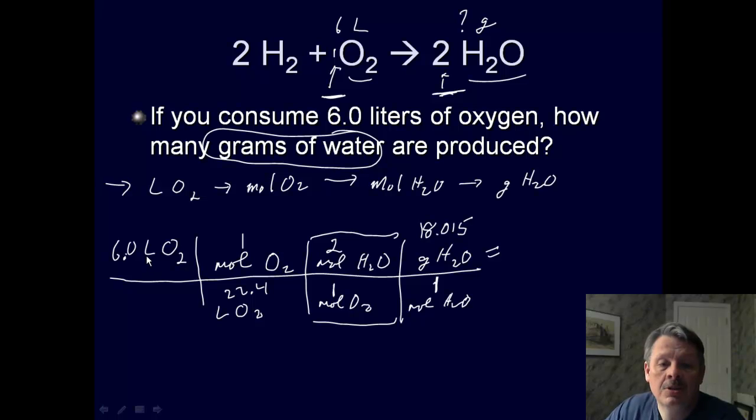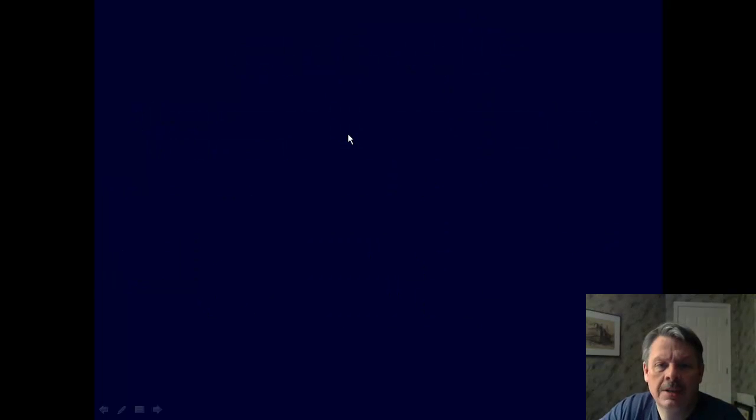And I'm going to actually do all the math. So I take 6, I divide by 22.4, I multiply by 2, I multiply by 18.015, and I come up with 9.7 grams of water. You'll notice I only have 2 sig figs in my answer because I only have 2 sig figs in my problem. All right. Hopefully that helps you understand what you're doing.